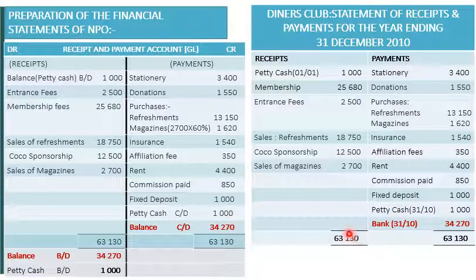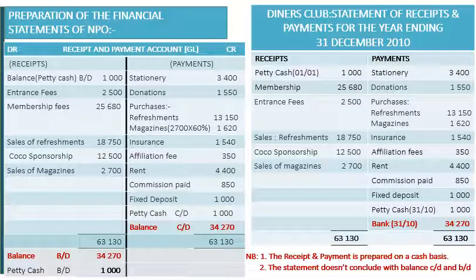Then the statement will be balanced off by calculating the closing balance at the end of the financial period, which will be shown as bank and the date of the financial year end. Please note that the statement does not conclude with balance carried down and balance brought down.